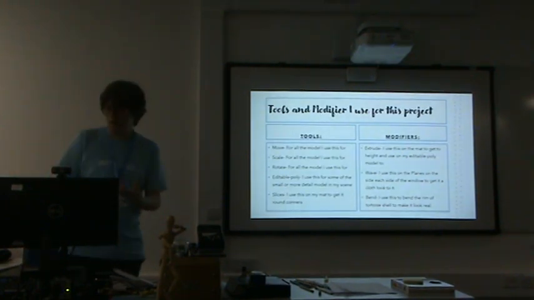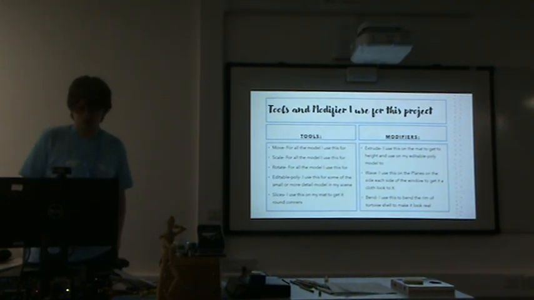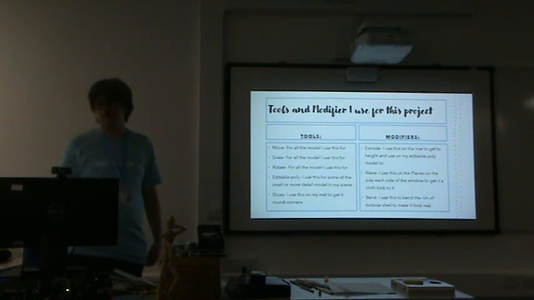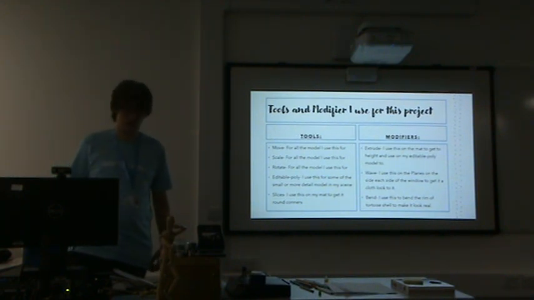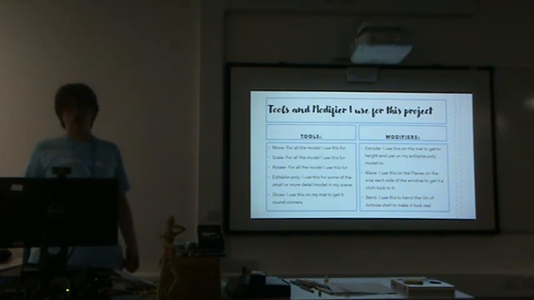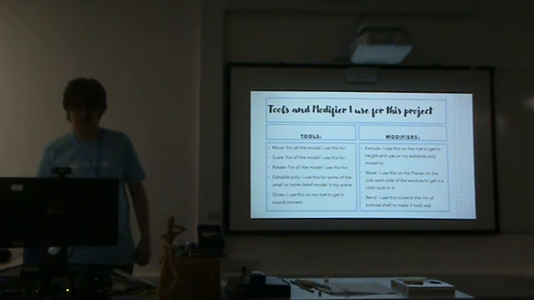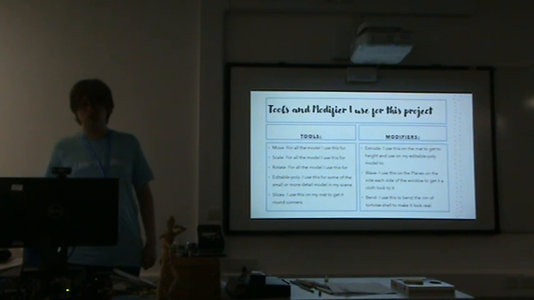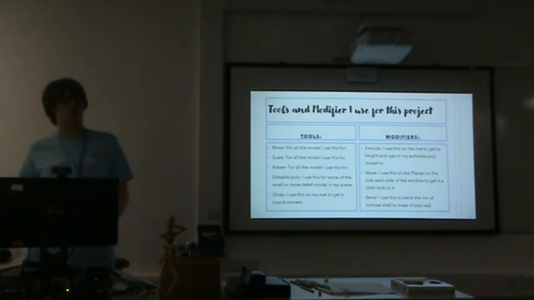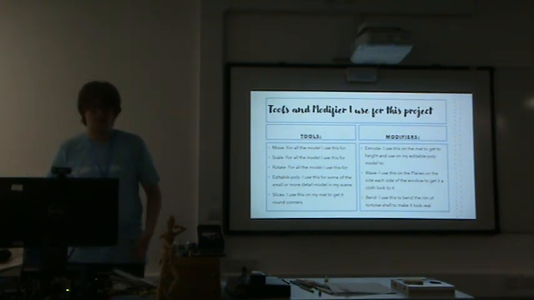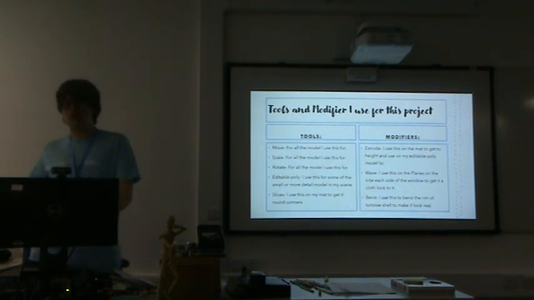Then we used certain tools and modifiers. The basic tools I used were move, scale and rotate to sort everything out. I also used Editable Poly to add detail to my models and my scenery. I used spline tools to make certain things that needed rounded corners, like a mat and some other things. The modifiers I used included extrude.